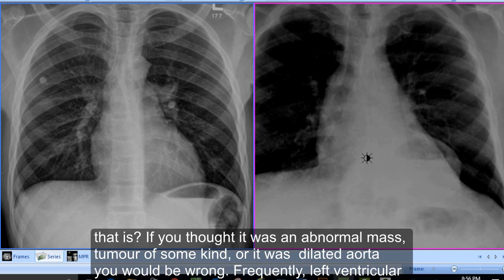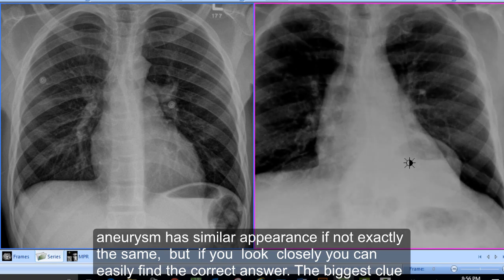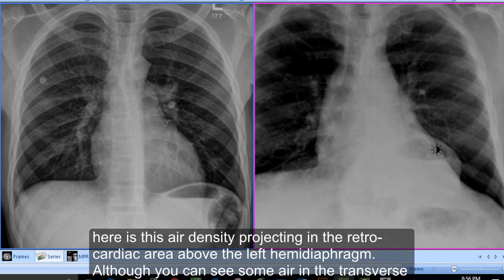If you thought it was an abnormal mass, tumor of some kind, or a dilated aorta, you would be wrong. Frequently left ventricular aneurysm has a similar appearance, if not exactly the same. But if you look closely, you can easily find the correct answer. The biggest clue here is this air density projecting in the retrocardiac area above the left hemidiaphragm.